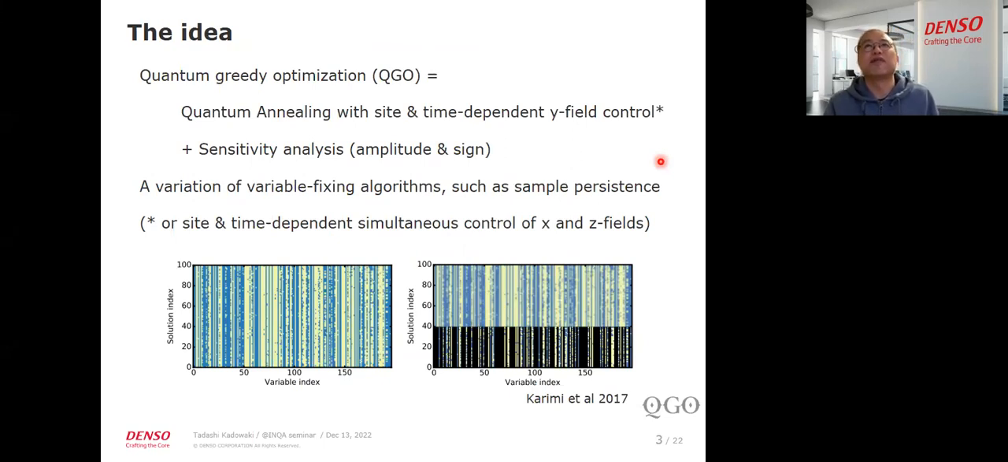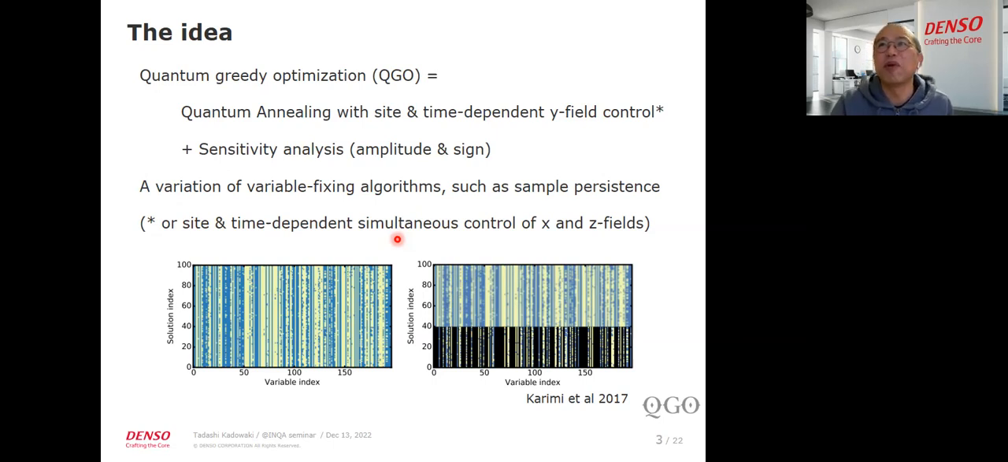Okay, what is sensitivity analysis in quantum annealing? The idea is that our QGO algorithm consists of quantum annealing with site- and time-dependent Y field control. To implement a Y field is not straightforward, so we can convert it to X and Z fields, but it requires time- and site-dependent simultaneous control of X and Z fields. We will see later how we can control those fields. And this algorithm is a variation of variable fixing algorithms, such as sample persistence.